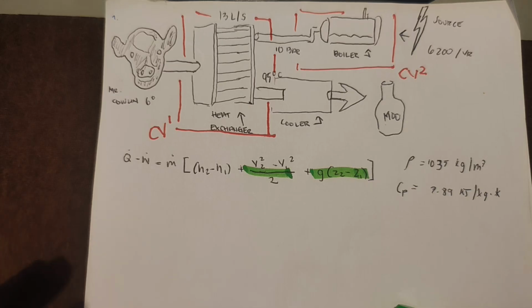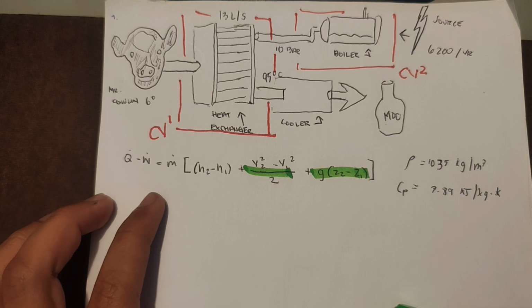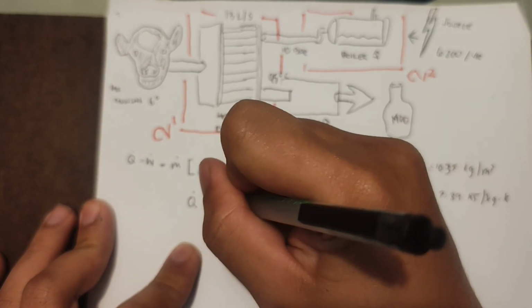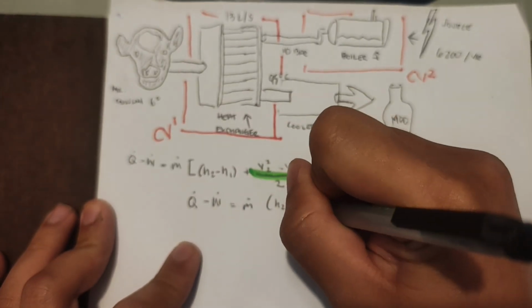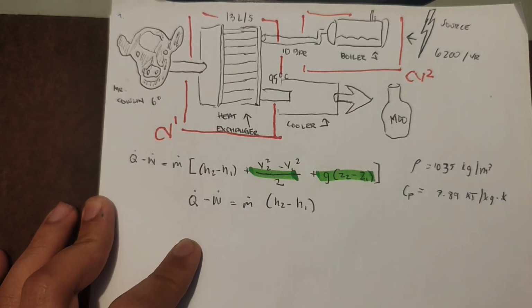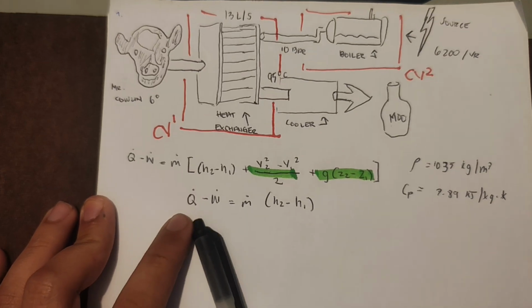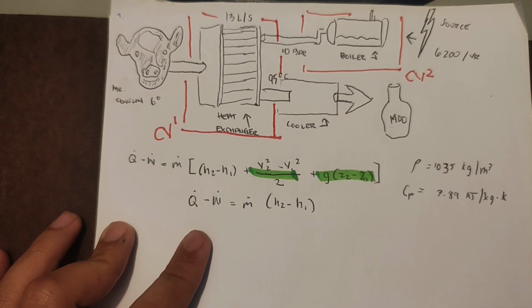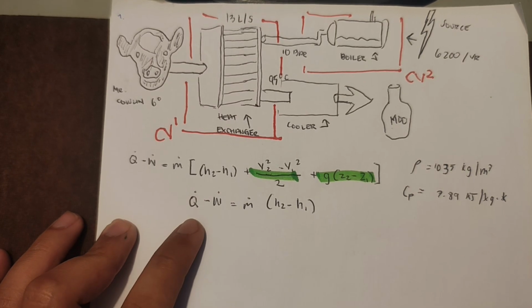So if it's not mentioned, we just assume that things are as is. So now we were left with the equation Q minus W dot is equal to mass flow rate times enthalpy 2 minus enthalpy 1. So the logic in here is that we still have the W, we still have the Q, we still have the mass flow rate, and we still have the enthalpy. So this is gonna be our equation for now, but we're gonna be substituting some things.